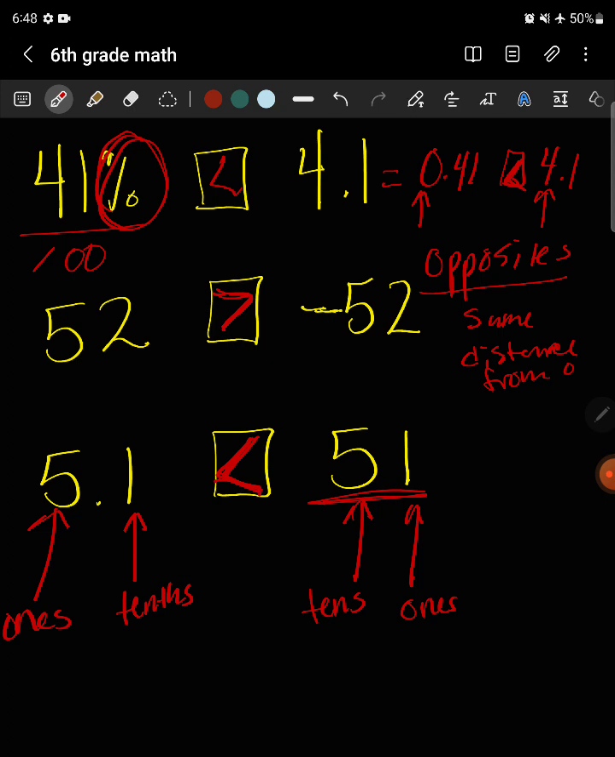I want you guys to think about it like this. Would you rather have $51 or would you rather have $5.10? And when you think about it in money terms, I think everybody would rather have $51 than $5.10. That's why 51 is larger.